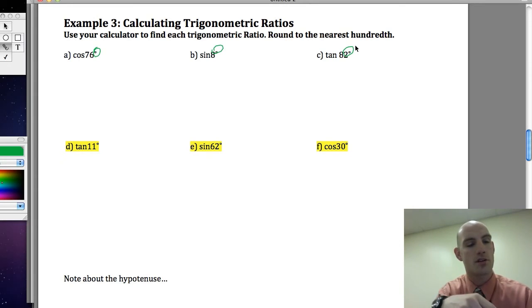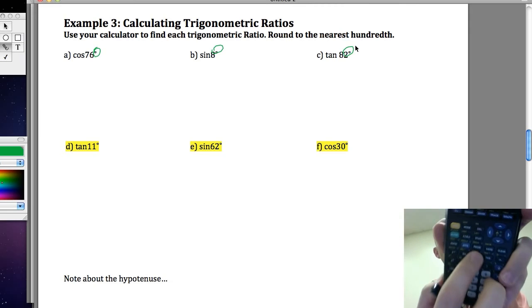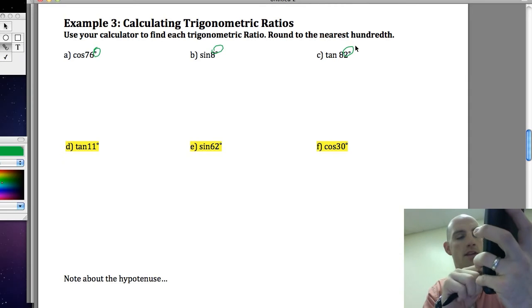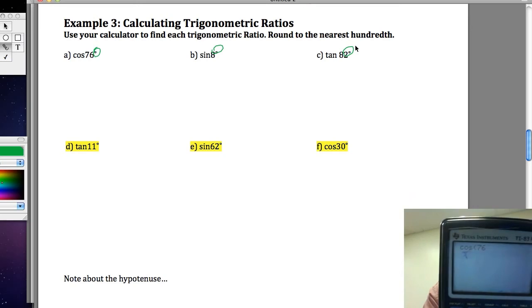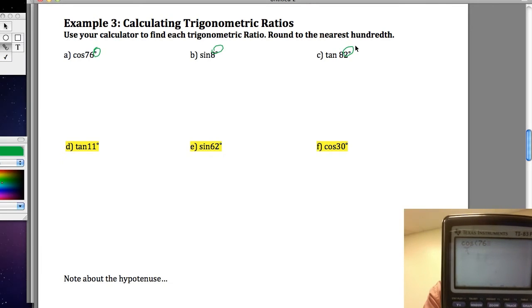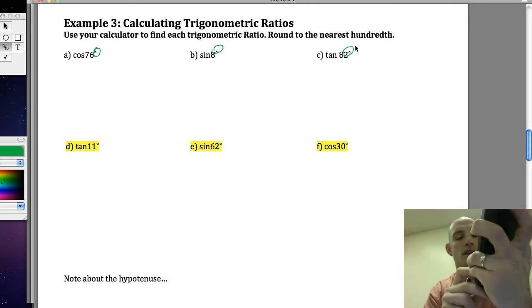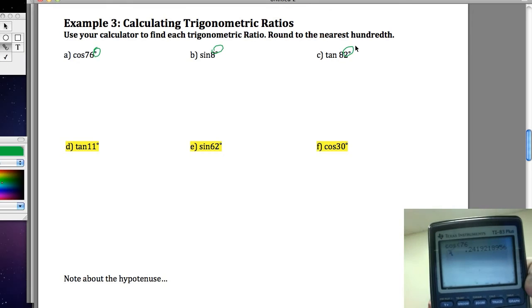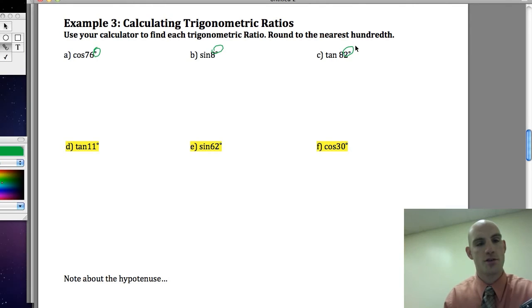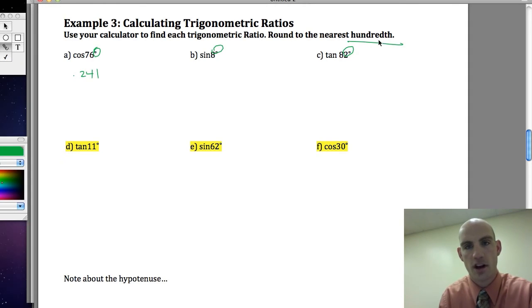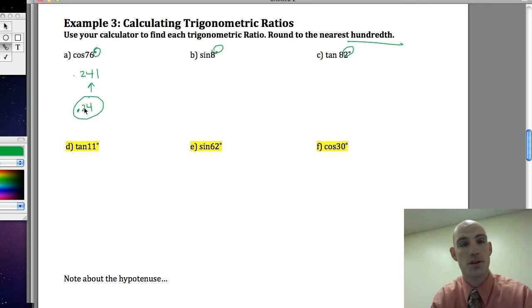And so what I'm going to do for cosine 76 is I'm going to type in cosine and then 76. So it should look like that in your calculator. You can close the parentheses or not, and then hit enter. Well, what I get is 0.241, and it wants it to the nearest hundredth, so that's tenths, hundredths, so it's 0.24. That's my answer. So these are pretty simple.